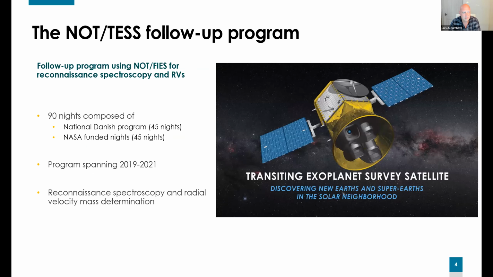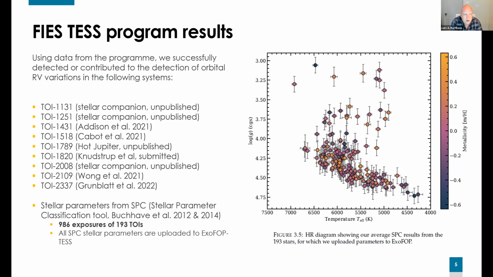But nevertheless, we had a 90-night program composed of a national Danish program and a TESS-funded program of 45 plus 45 nights in around 2019 to 2021. And so we made a number of reconnaissance spectra with FIES and attempted radial velocity mass measurements of some of the targets. Here's an overview of the papers we contributed to using this program. Here are a number of TOIs where we contributed to the radial velocities, and many of them are actually published now, I think. It says unpublished here, but I think they're all published.